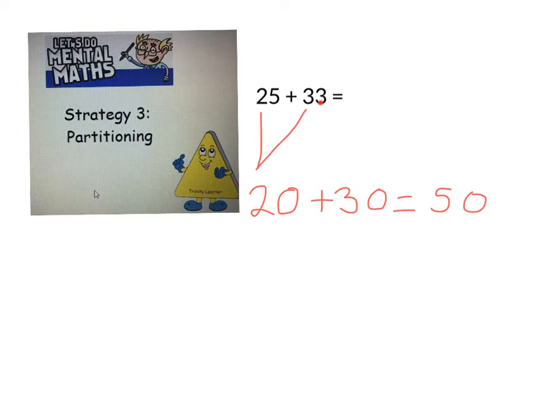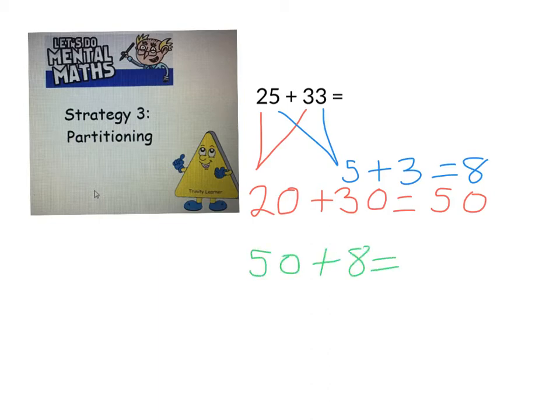Then you would look at your units column and you would add those together separately also. So we would have 5 plus 3, which is 8. Now what we do is we add the two answers together. So 50 add on 8, which would be 58.